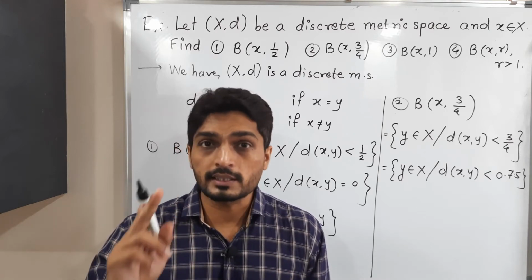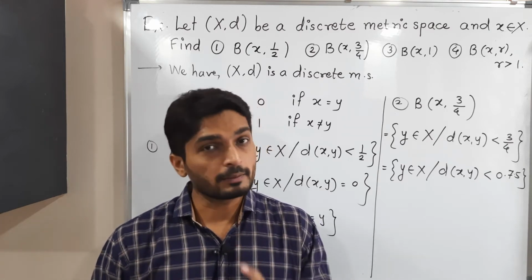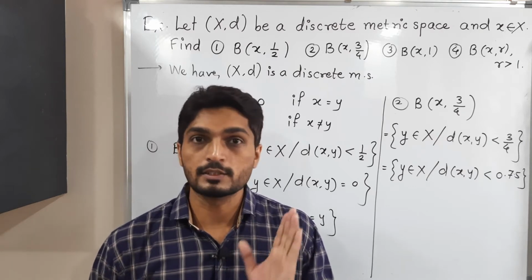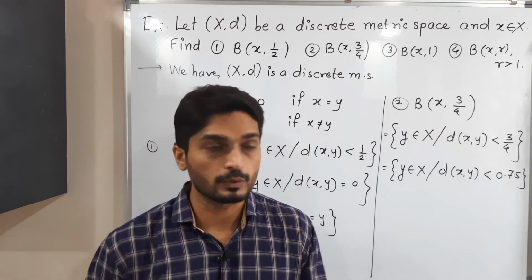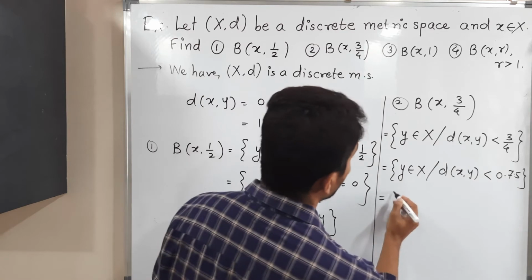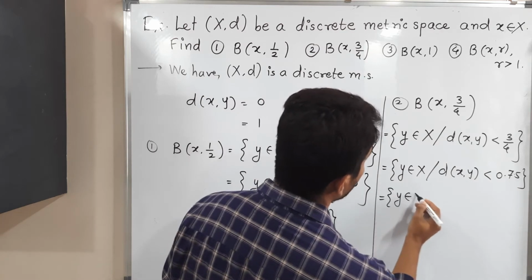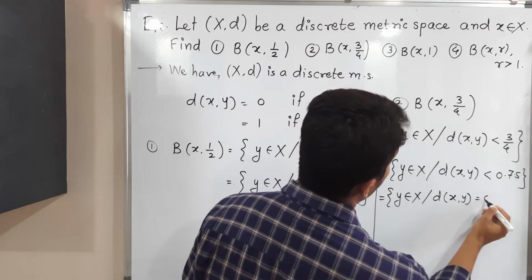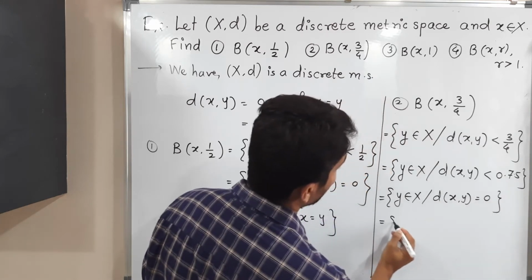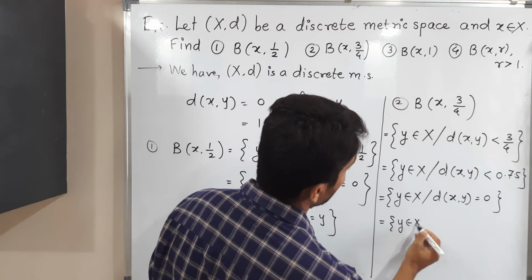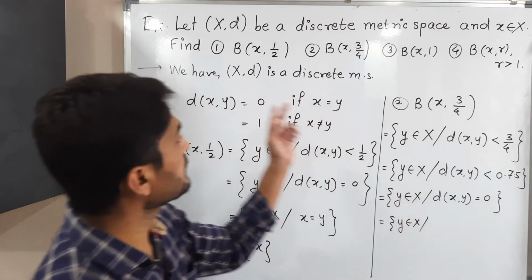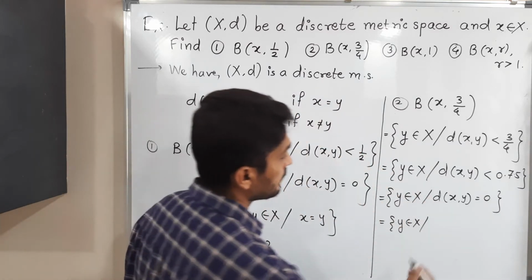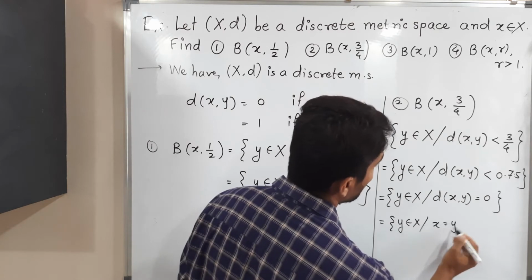So distance is less than 0.75, that means distance is 0 obviously, since 1 is greater than 0.75. So that's why I can write here, y belongs to x such that d(x, y) is equal to 0. Our definition says distance between x and y is 0, then that means x and y are same.